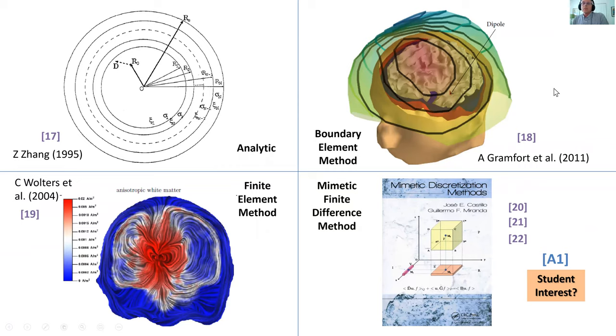this one in the upper right, the boundary element method. This is the most common numerical approach with head geometry information derived from anatomical MRI. It assumes a series of compartments with uniform conductivity, such as a brain compartment, the cerebrospinal fluid layer, which happens to be very thin, a skull layer, and a scalp layer.